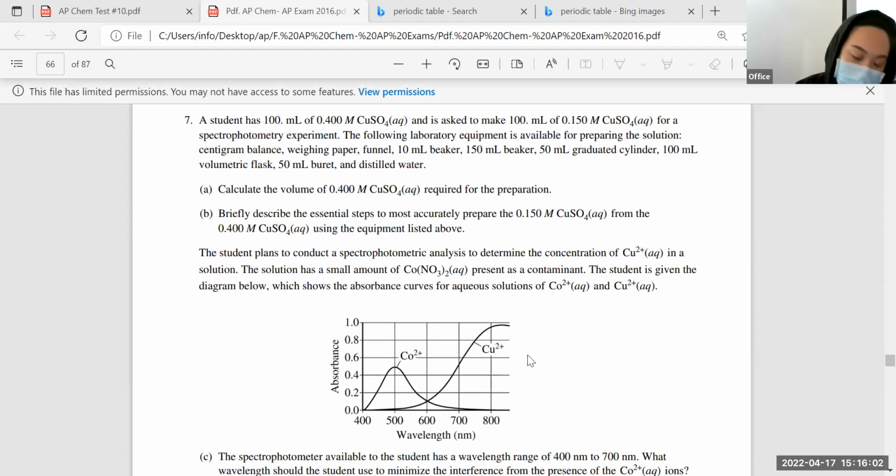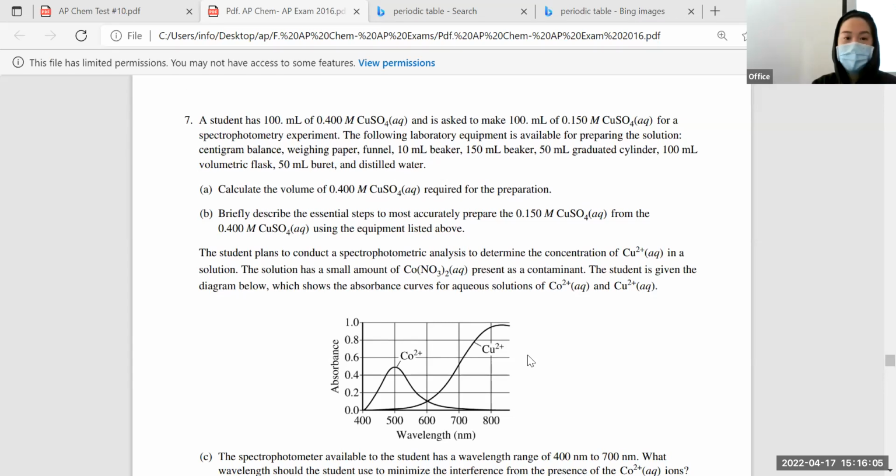A student has 100 liters of 0.4 molar copper 2 sulfate and is asked to make 100 milliliters of 0.15 molar copper 2 sulfate for a spectrophotometric experiment. The following laboratory equipment is available for preparing the solution: centigram balance, weighing paper, funnel, 10 milliliter beaker, 150 milliliter beaker, 50 milliliter graduated cylinder, 100 milliliter volumetric flask, 50 milliliter burette, distilled water. Calculate the volume of 0.4 molar copper 2 sulfate required for the prep.